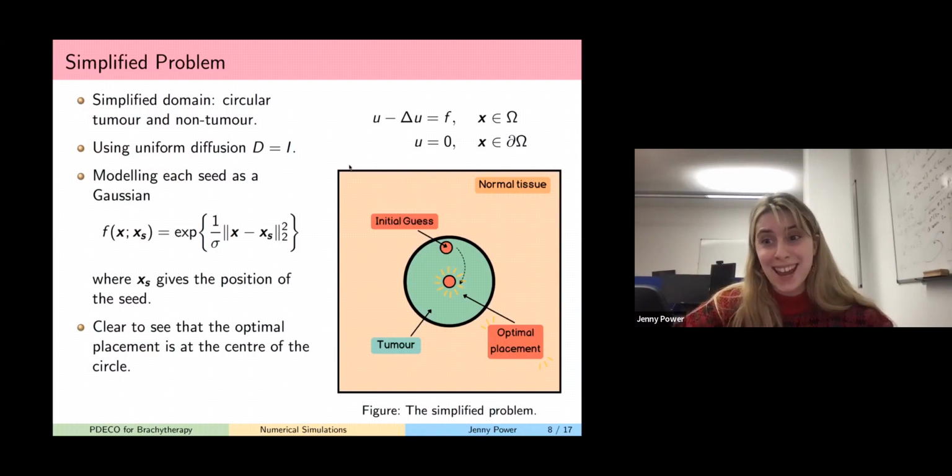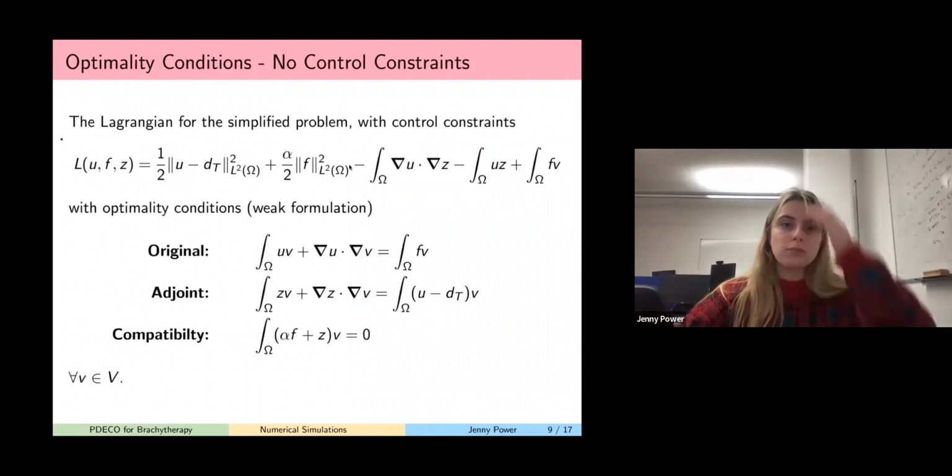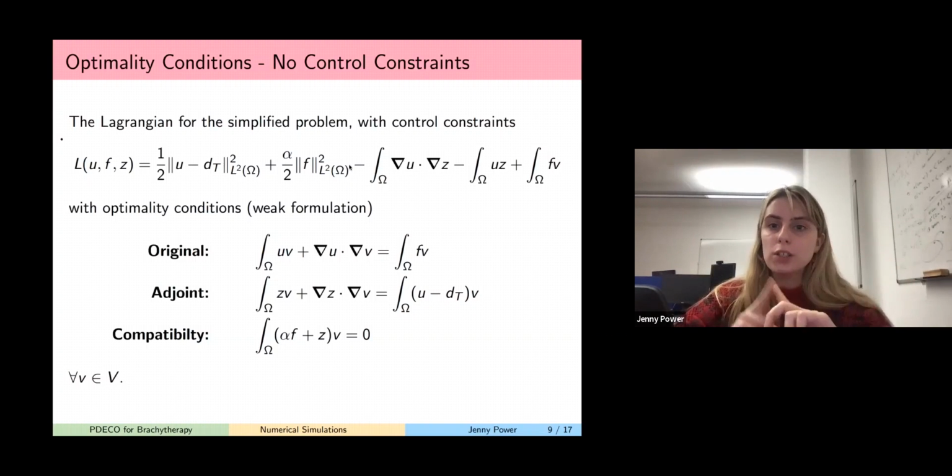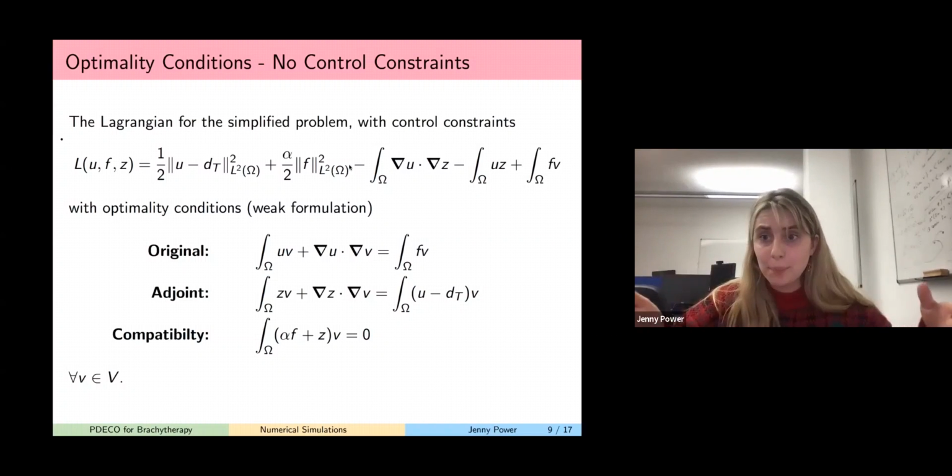So this is kind of a test case I've been working on just to make sure that my algorithm is working and all of that sort of stuff. So for our optimality conditions for this case, I'm going to first show you results for the case when we have no control constraints. So F is not restricted to be a Gaussian or anything like that. It can take on any shape.